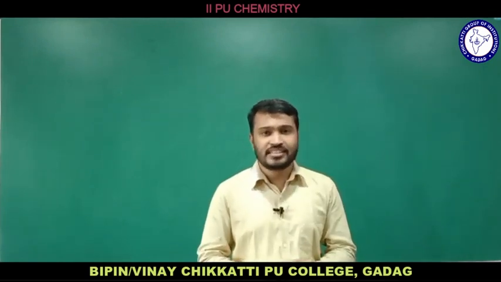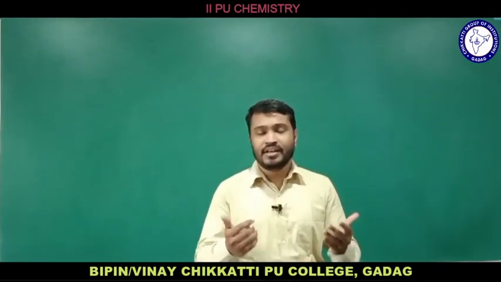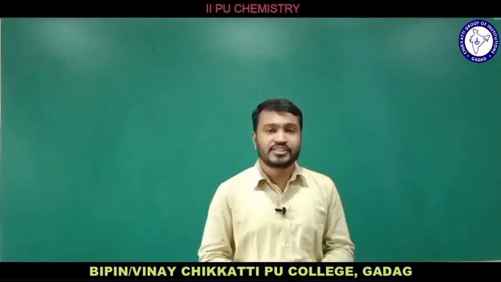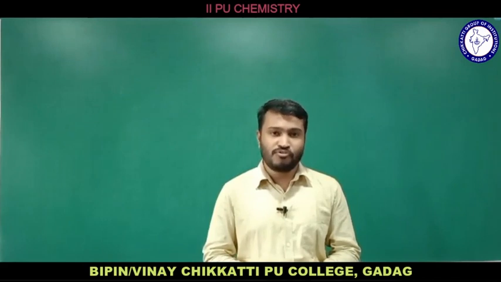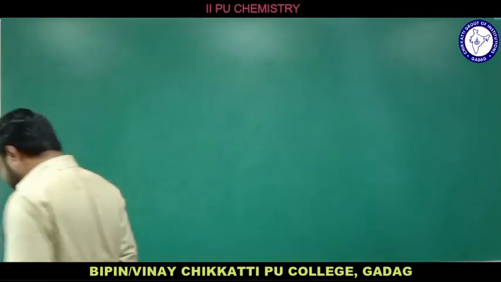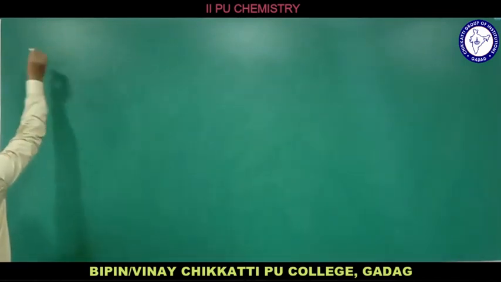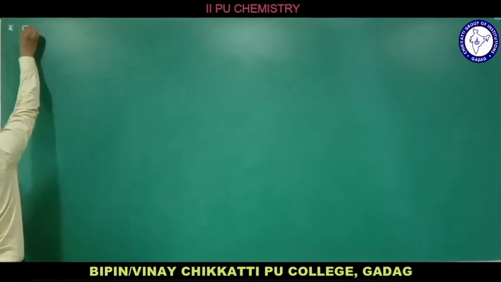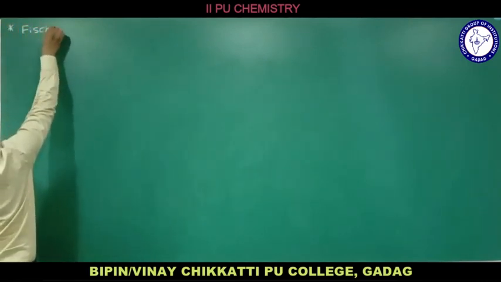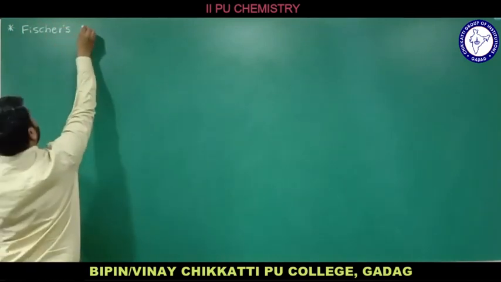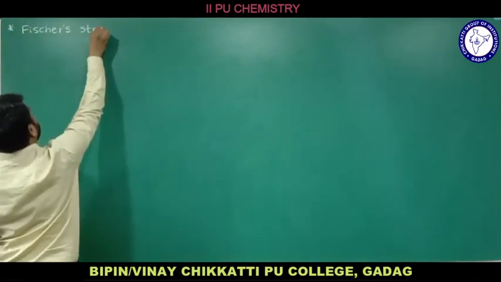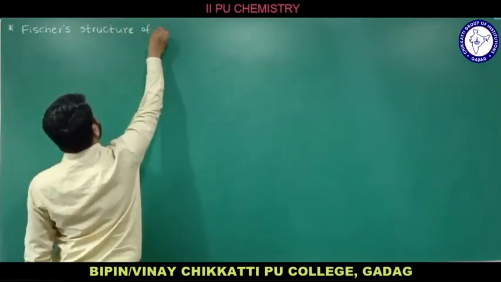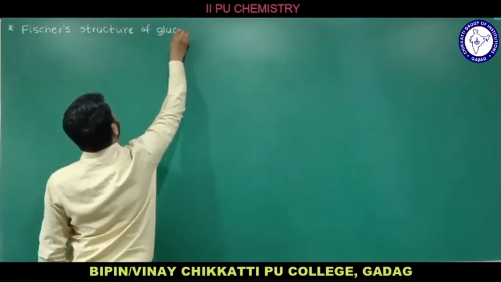Fischer is a scientist, and he gave the open chain structure of glucose, and we call it Fischer's structure of glucose. So now I am going to explain the Fischer structure of glucose. So let me write here: Fischer's structure of glucose.